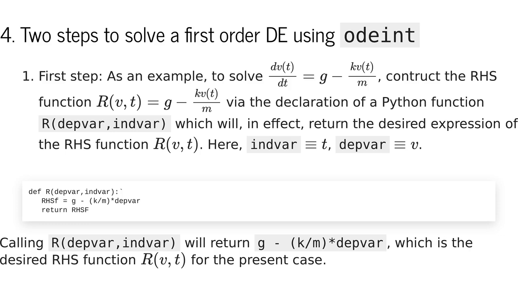This function, let us name it r, would take the dependent variable, v in this case, and the independent variable, t, as inputs. Inside this function, you would write the expression for the right-hand side, which is g minus the quantity k divided by m, all multiplied by the dependent variable, v. The function then returns this calculated value. So, when you call this Python function with specific values for v and t, it effectively computes the value of the right-hand side of your differential equation.